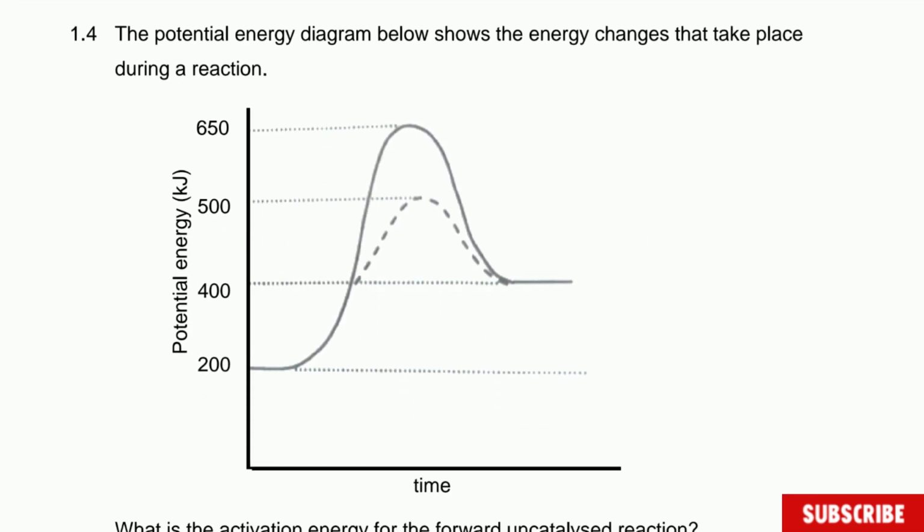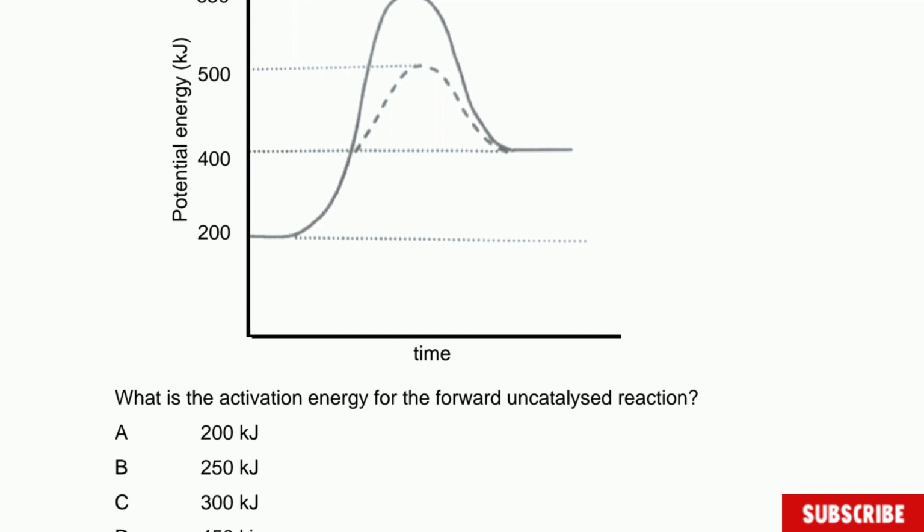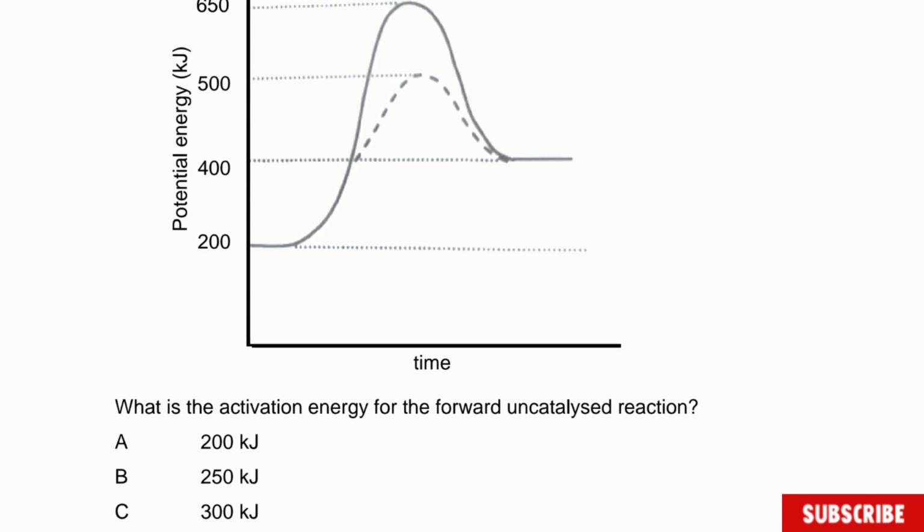Question 1.4. The potential energy diagram below shows the energy change that takes place during a reaction. What is the activation energy for the forward uncatalyzed reaction? And they give you different options there.